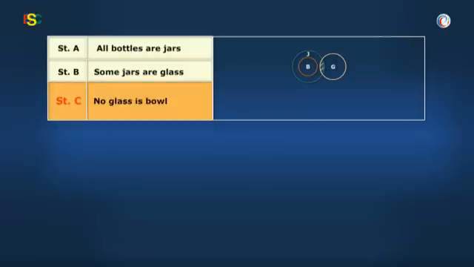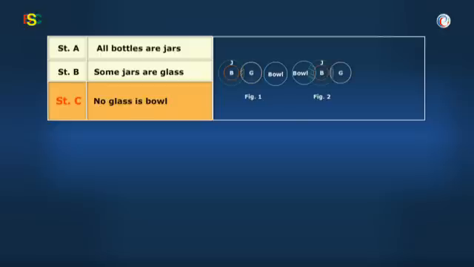Then the last statement is, no glass is bowl. Here, three possibilities will be made. One diagram, where the set of bowl is a disjoint set. And in another diagram, the set of bowl is intersecting the set of bottles and jars. Or another one is representing the set of bowl intersected with only the set of jars. Three possible Venn diagrams will be made here.